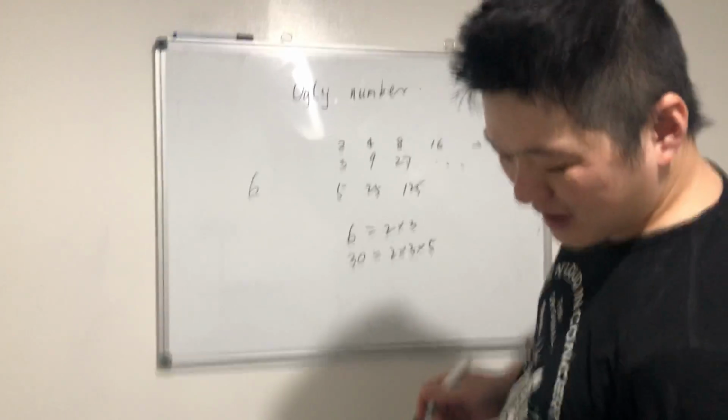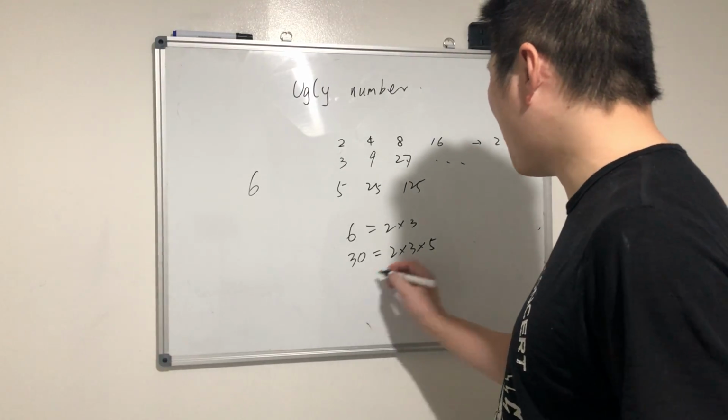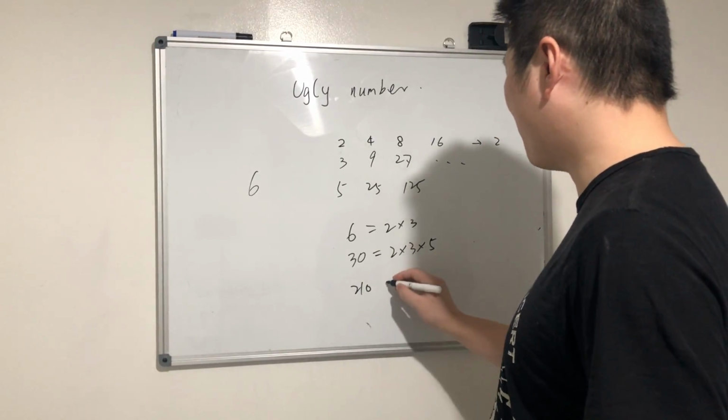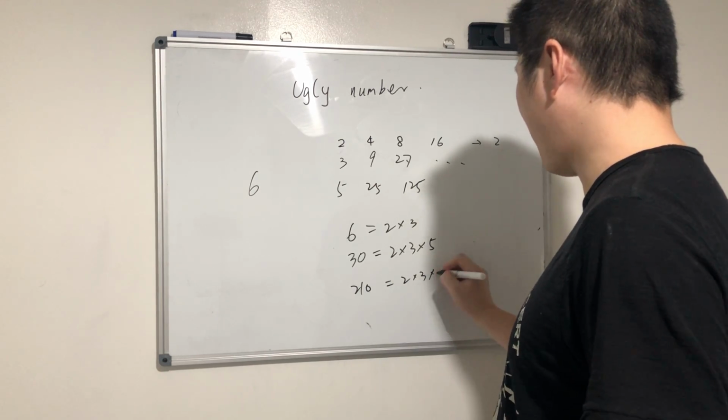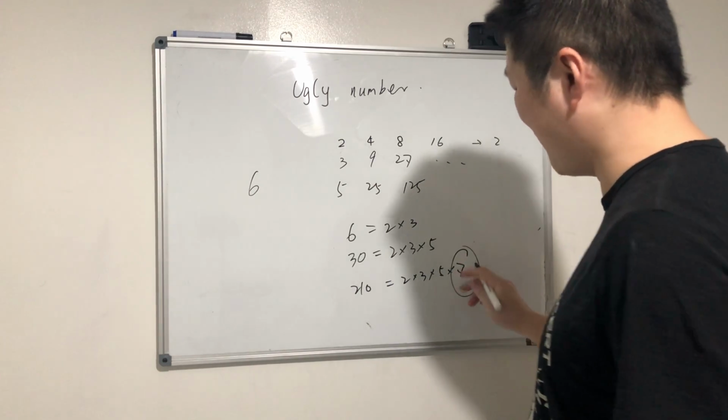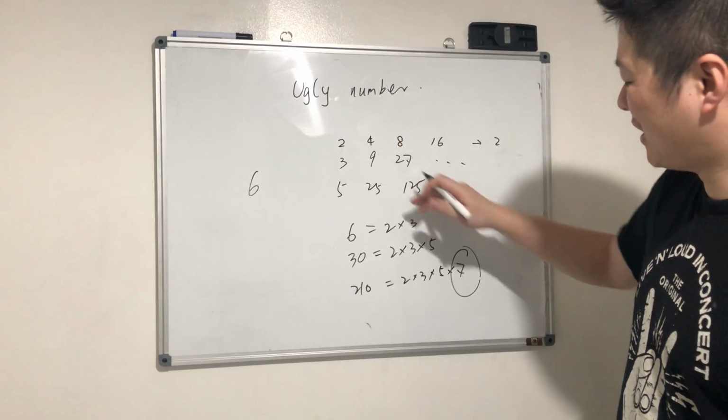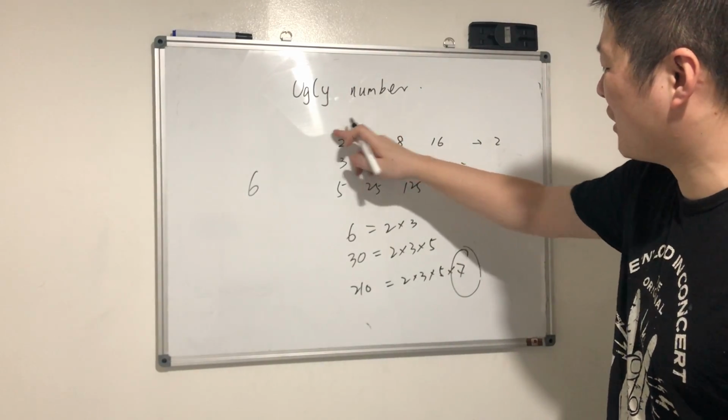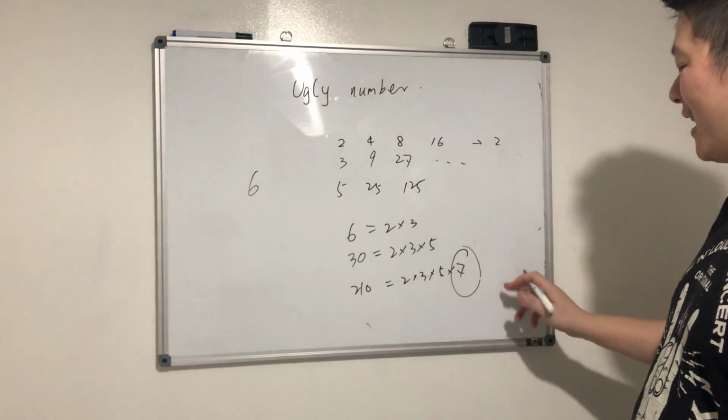But look, 210 is not. Why? Because 2 times 3 times 5 times 7, it has 7, which is not included in the list, right? So it's not ugly, okay?